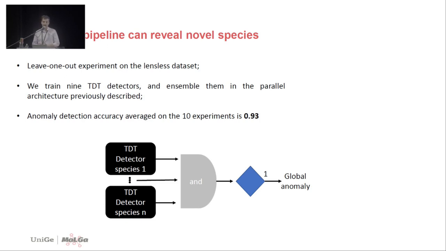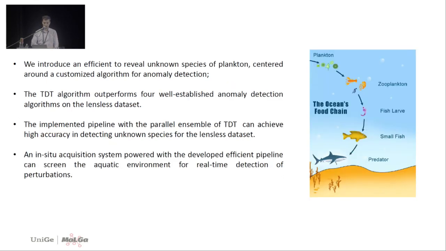The idea is that the left-out species should be recognized as global anomalies, or rejected by the 9 trained detectors. And our performance is around 93%. So 93% of the time, the samples of the left-out species are actually recognized as global anomalies. Finally, we can draw some conclusions.